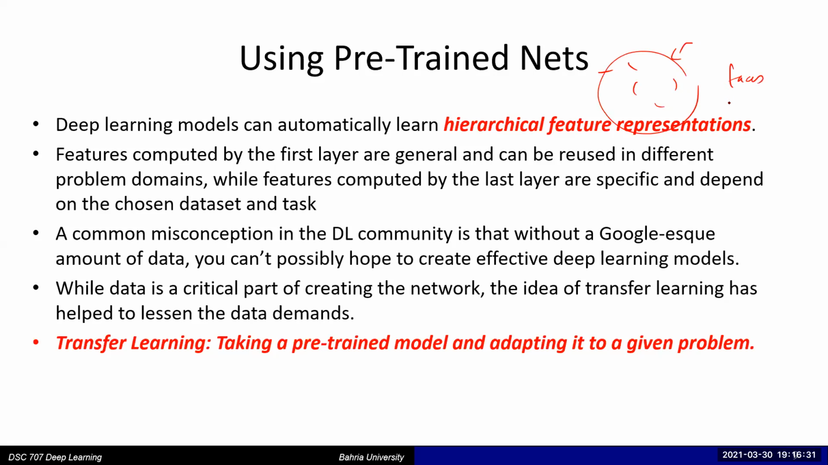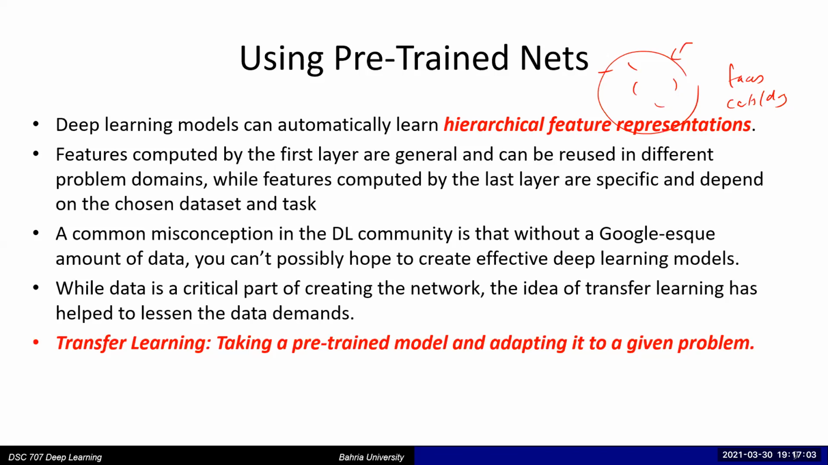They are equally useful for maybe a cat versus dog problem or any other problem, right? Because they are such primitive shapes that they are likely to appear in almost every type of object. So of course, the higher layers are learning features which are specific to the data, but at least the initial layers are learning features which you can reuse, right? How much you can reuse? It depends on how similar your problem is to the problem on which the model was actually trained, right?